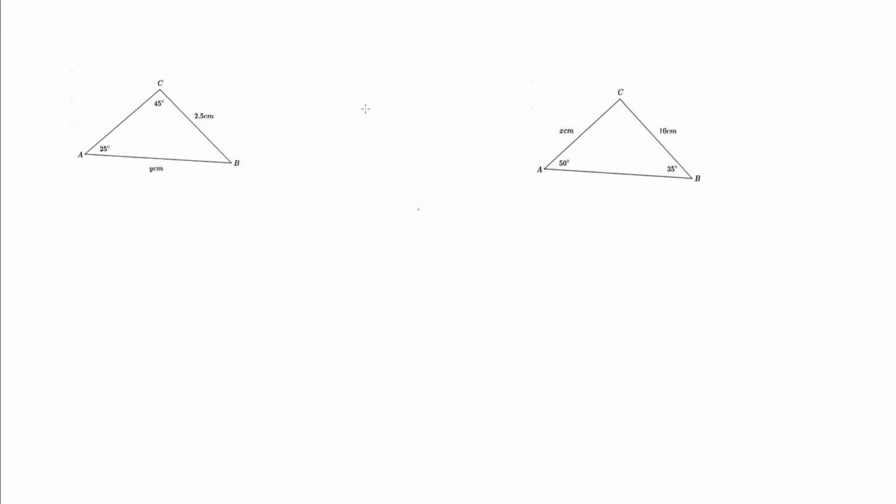Now, for the sine rule, there is a formula that you need to know. The sine rule is essentially sine A over a equals sine B over b. And I'll explain what these mean. Capital A and B refer to the angles, and the small letters a and b refer to the lengths. So you need to make sure that you understand that bit first.